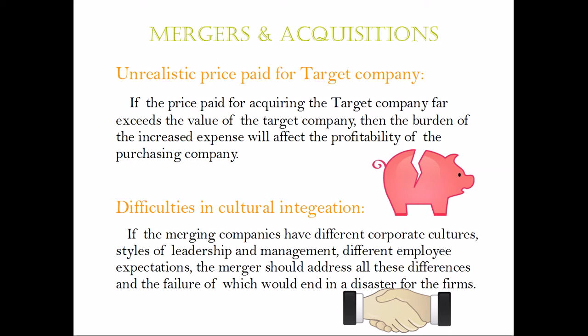And the next is difficulty in cultural integration. This happens when two companies from different areas, different parts of the world, merge together. For example, the working capacity and working style of companies in the Western countries highly differ from the companies in Eastern countries. So Western countries would refer to the United States, Canada, Mexico, and the European countries, and the Eastern countries refer to China, Japan, Malaysia, Singapore, and India also. So the styles in these areas differ so much.